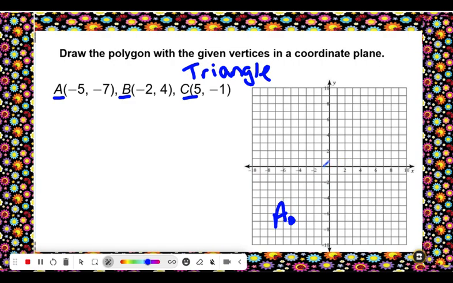B is at -2. Go left, start at the middle, (0, 0). Go left 2. Go up 4. 1, 2, 3, 4. That's point B. And then C, go back to the middle. You always start at the origin. Go right 5, down 1. That's point C. And we just made a triangle. Great job.